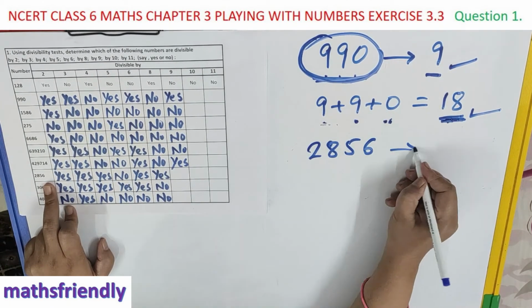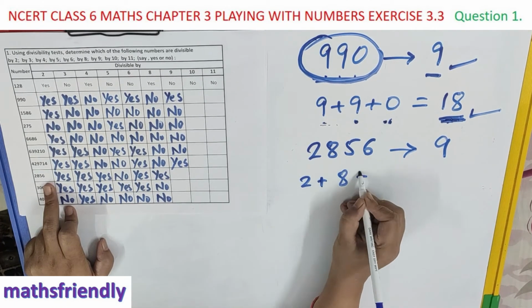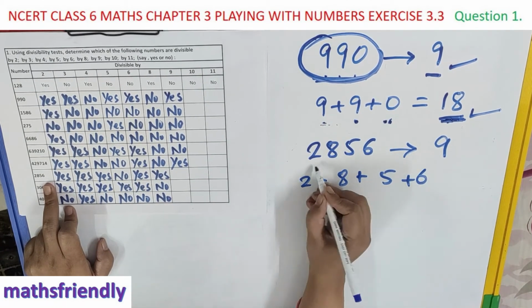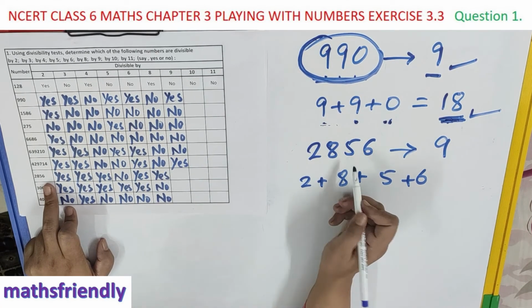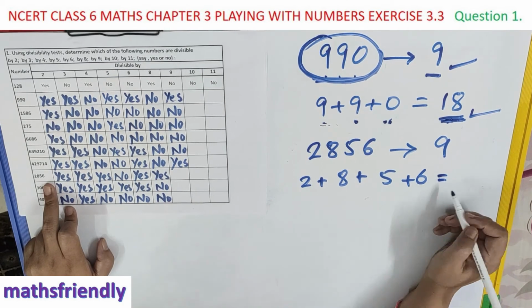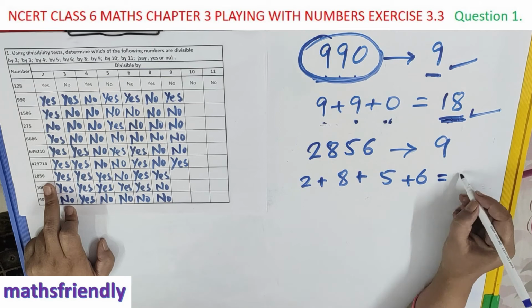2856. Checking it for 9. So, we will add the digits of the number. The digits are 2, 8, 5 and 6. With these 4 digits, this number is formed. We will add the digits of the number and find the result. 10 plus 5, 15, 15 plus 6 is 21.